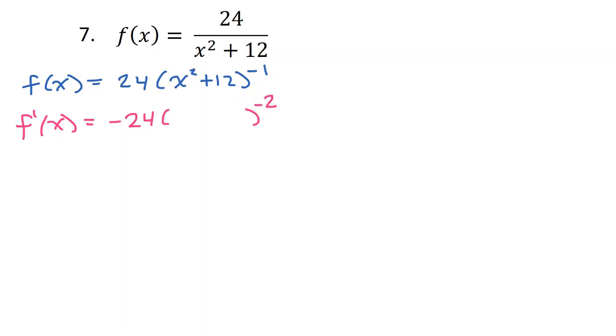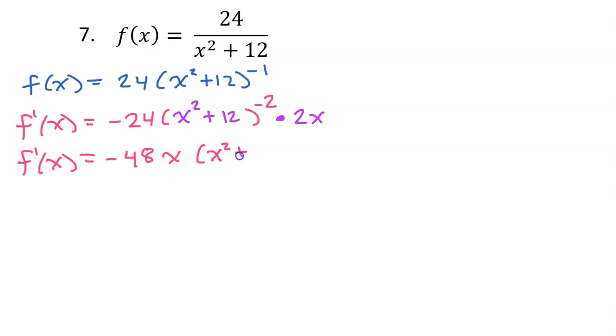But then we have this inner function. So we'll just write this down, x squared plus 12. But the chain rule demands that we multiply by the derivative of this inner function now. So that'll be 2x. Let's go ahead and clean this up a tiny bit before we find the second derivative. So we can say, well, 2 times negative 24 is negative 48. Let's put the x in the front and the rest of it. So we have x squared plus 12 to the negative 2 power.